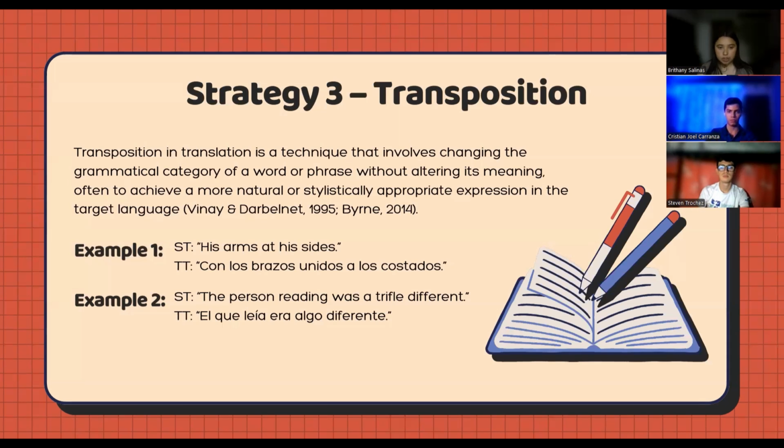Second example, source text: The person reading was a trifle different. Target text: El que leía era algo diferente. Again, a noun is replaced by a relative clause, improving the flow of the target text. So, according to Byrne, transpositions like these are often optional, chosen to improve fluency and clarity. So, let's go to the next strategy.